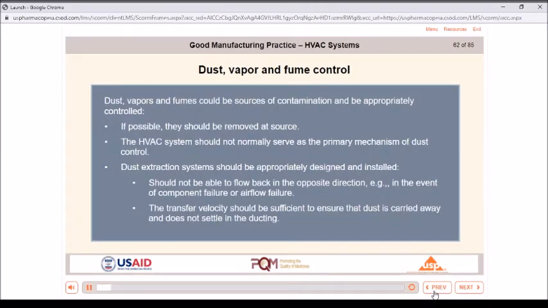Dust, vapor, and fume control. Dust, vapors, and fumes could be sources of contamination and should be appropriately controlled. If possible, they should be removed at source. The HVAC system should not normally serve as the primary mechanism of dust control. Dust extraction systems should be appropriately designed and installed. Air should not be able to flow back in the opposite direction, e.g., in the event of component failure or airflow failure. The transfer velocity should be sufficient to ensure that dust is carried away and does not settle in the ducting.